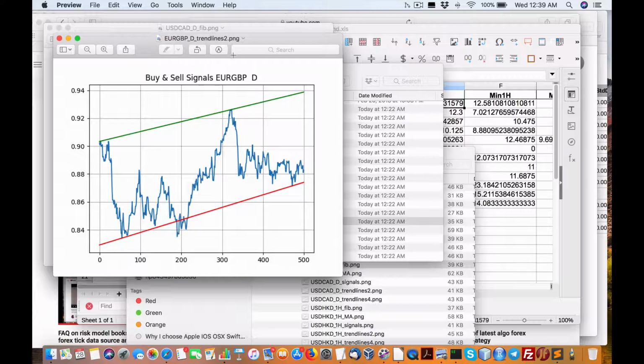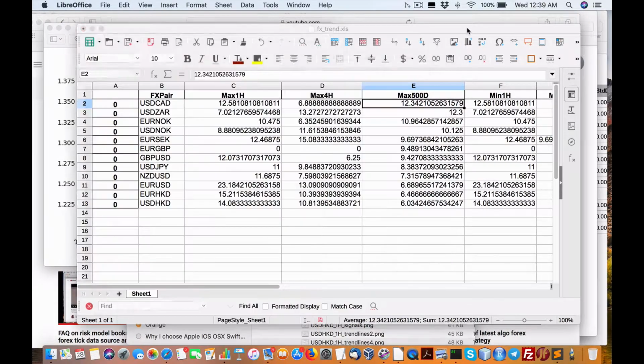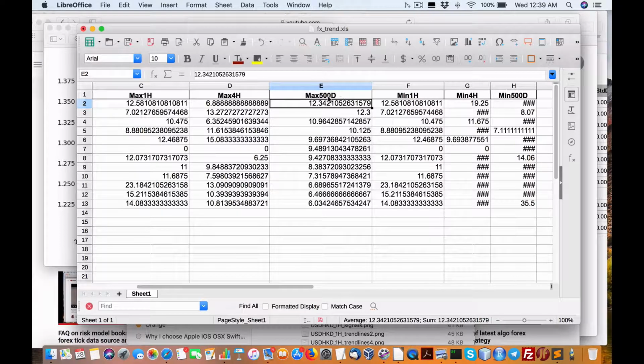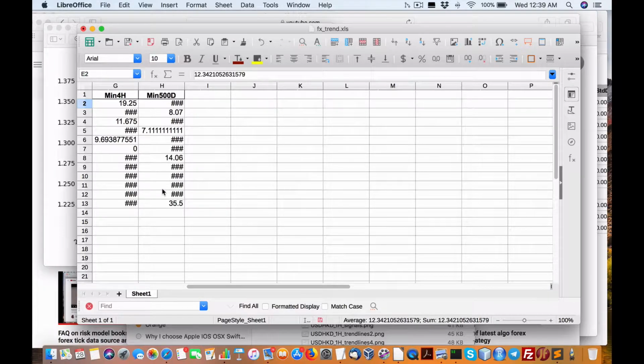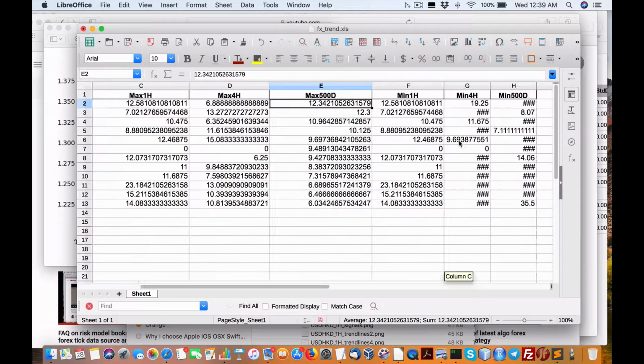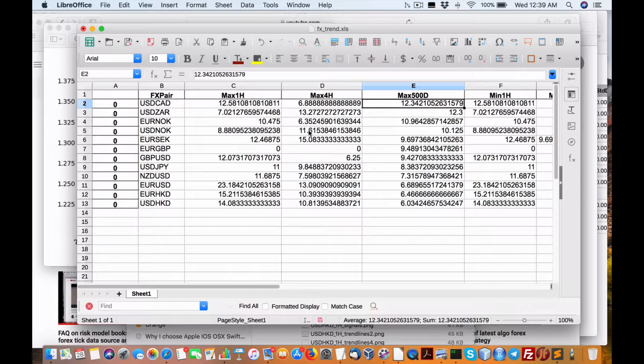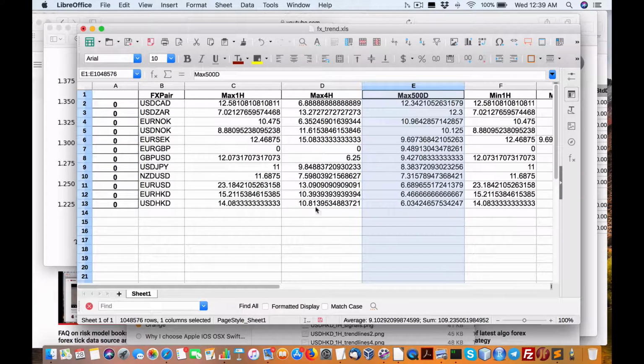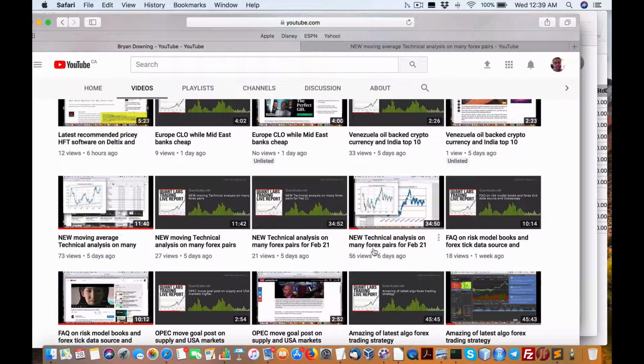These lines right here in the green and red. We have a max and min of each time frame. The max is the green, and the min is the red line, which is the equivalent of support and resistance, you could say. I've gone into detail on what we can do with it in that one video, new technical analysis on many forex pairs on February 21st. It explains what I plan to do with these trend lines.